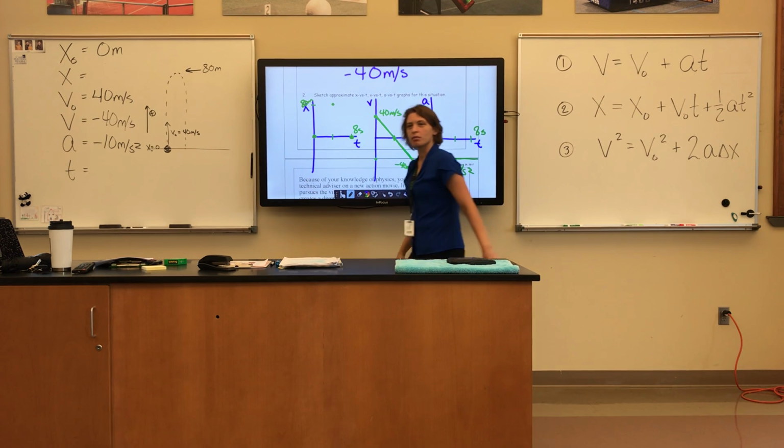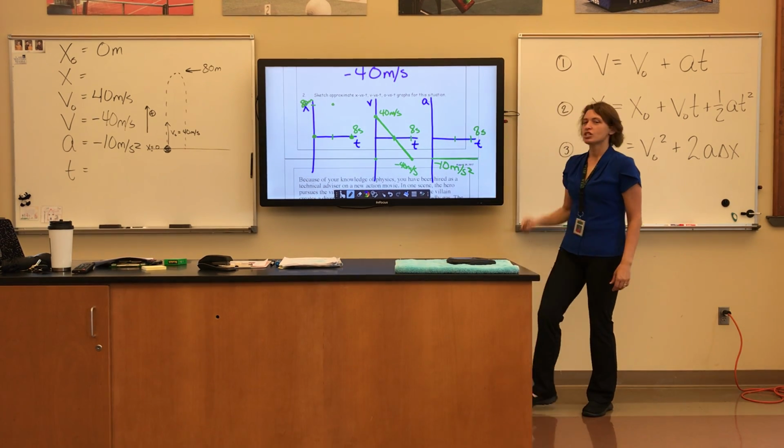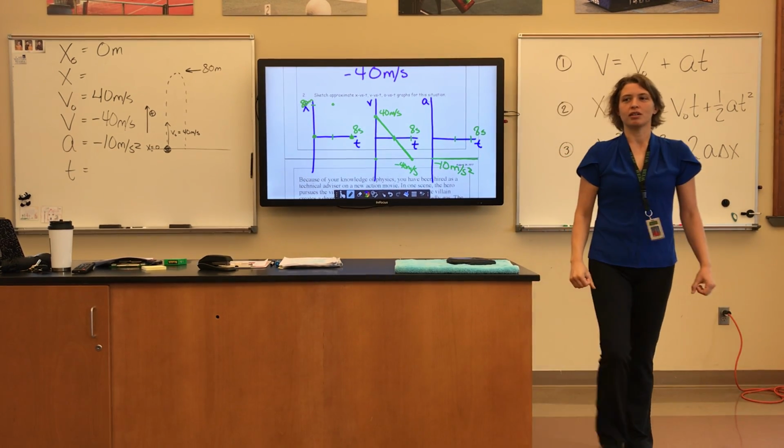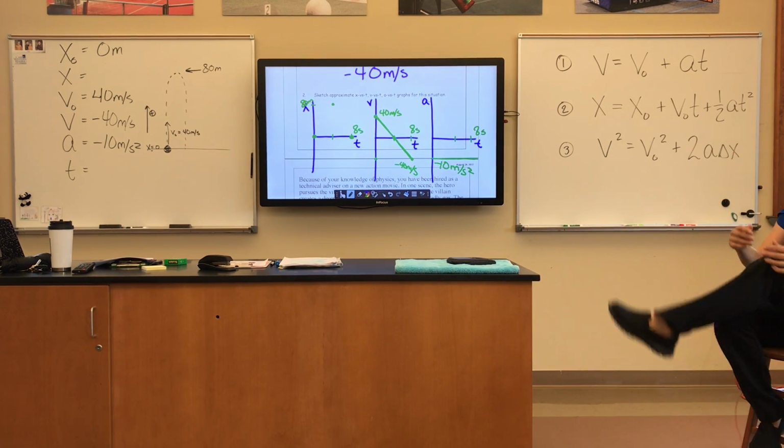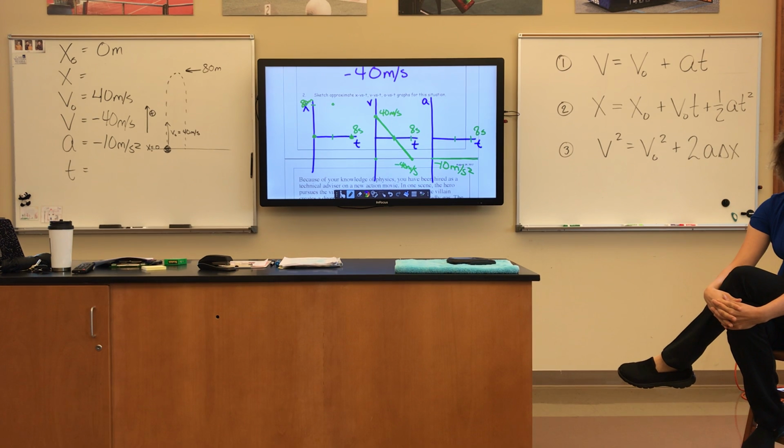Now, this is where I want you to be really careful. What should the shape of my position versus time graph be? Is it linear? Is it a parabola? Should be a parabola. Don't forget that. Accelerated motion is going to be represented as a parabola.